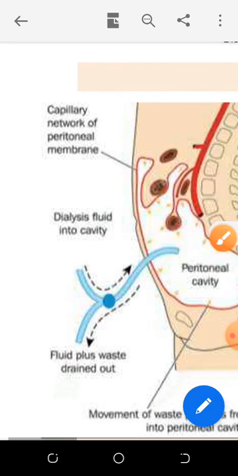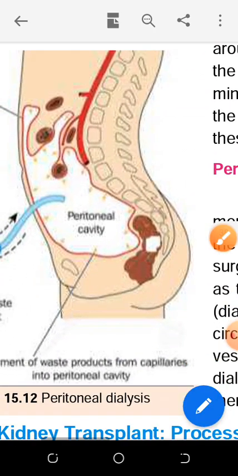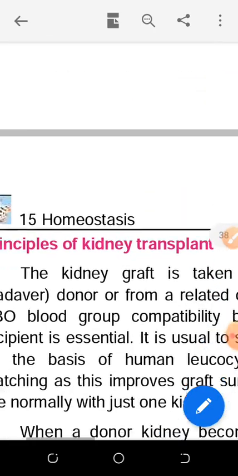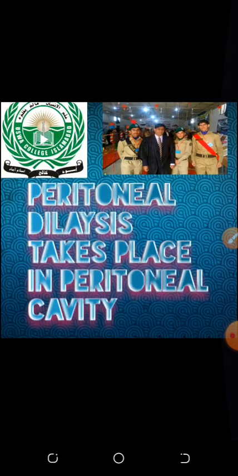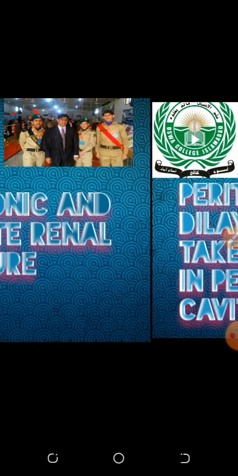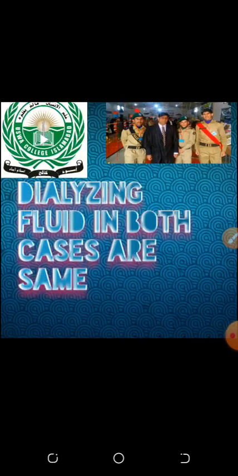So, dialysing fluid. One more thing I want to say to you. Before that, I would like to show you a slide, then I will explain this, because in the slide I was using one medicine, cyclosporin, an antibiotic. Cyclosporin, where is the slide? Yes, I got it.